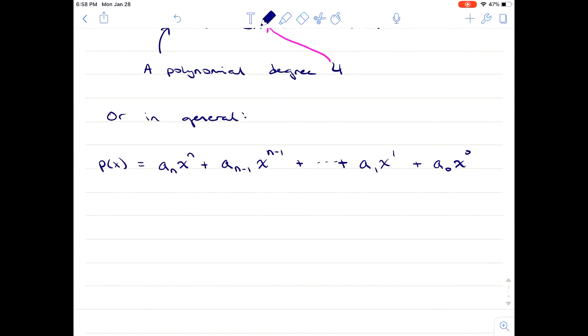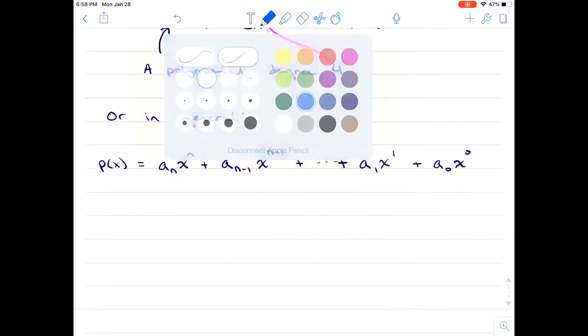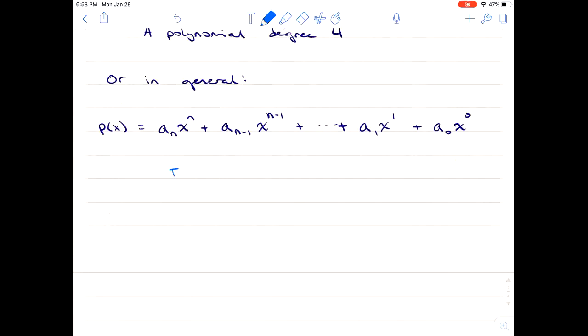So here's a fact, or facts. First one, all the a's are just placeholders for coefficients. So all the a's are placeholders for coefficients.